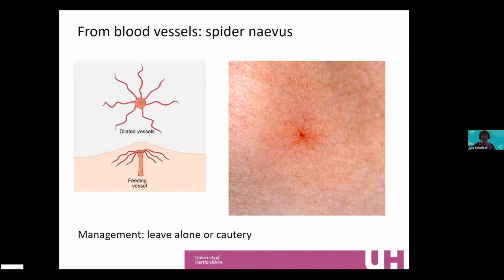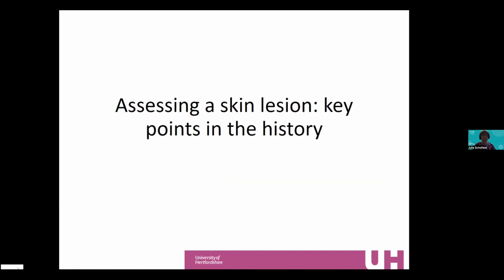Many of you will have seen these spider nevi in your children or in pregnant women, and this is just when the blood vessel grows the wrong way. Instead of going parallel with the underside of the skin, the vessel turns and makes a right turn, and you get this dilated vessel. They're benign.